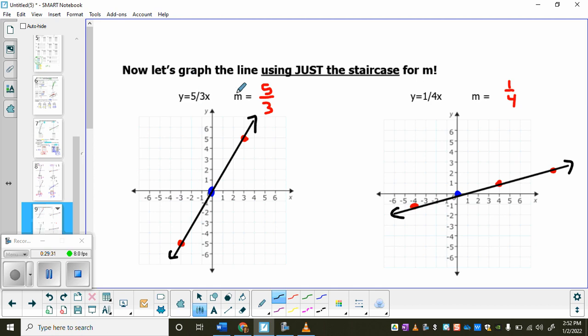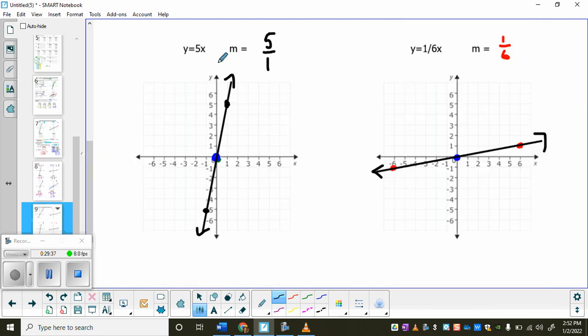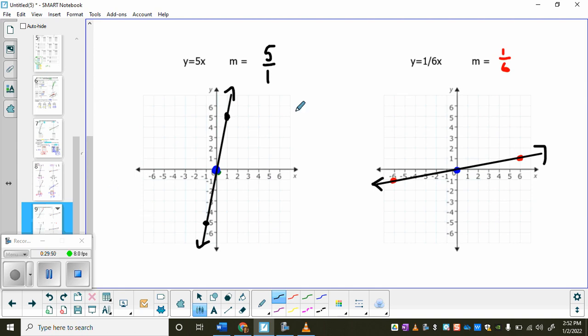Here it was a 5/3, so I went up 5 over 3. Here it was a 1/4, so I went up 1 over 4. Here, when it wasn't a fraction, I made it a fraction, and then I got my up 5 over 1, up 5 over 1. And here's my up 1 over 6, up 1 over 6. And that concludes the video for how to graph proportional equations on the coordinate plane given y equals mx.